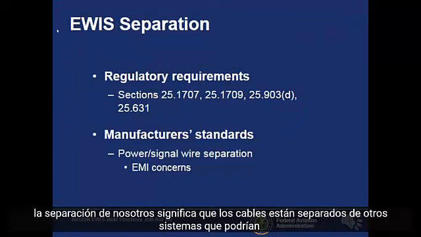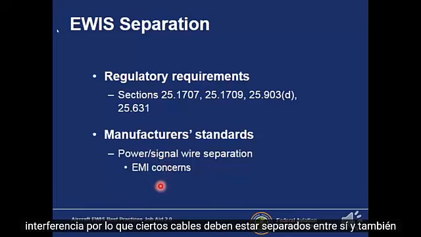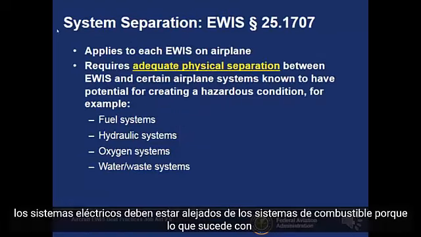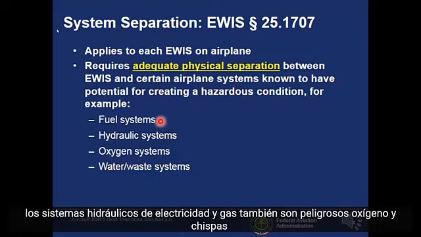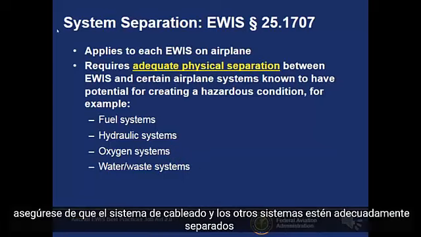EWIS separation means that the wires are separate from other systems that could cause problems. For example, in some cases there could be electromagnetic interference, so certain wires need to be separate from each other. And also, electrical systems should be away from fuel systems, because what happens with electricity and gas? Hydraulic systems are also dangerous. Oxygen and sparks don't mix either, and neither does electricity and water. So you have to make sure that the wiring system and the other systems are adequately separated.